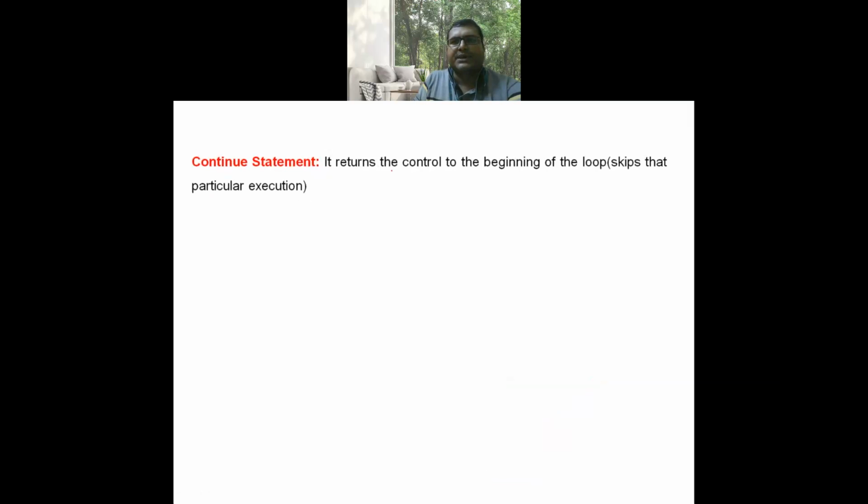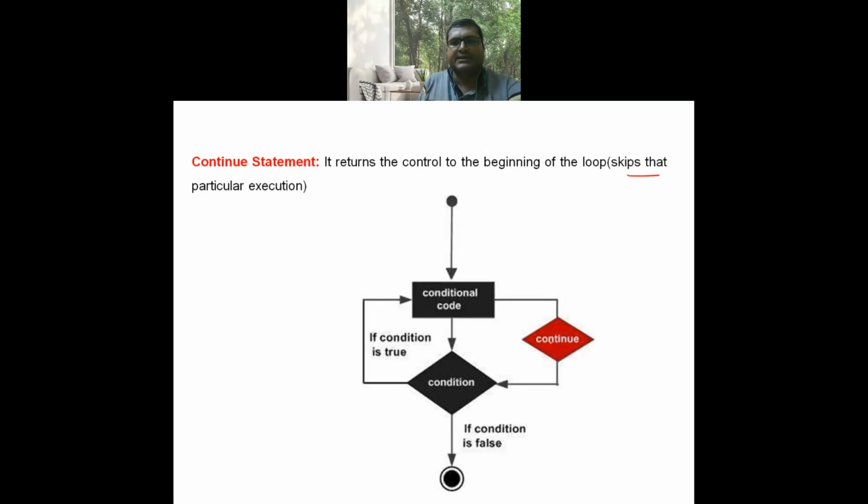Continue statement. It returns the control to the beginning of the loop. Means here it skips the current execution and brings the control back to the next iteration. When the continue statement gets executed, the loop skips the current execution and brings the control back to the next iteration.